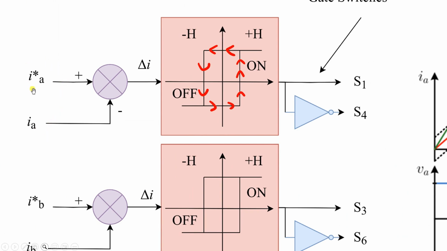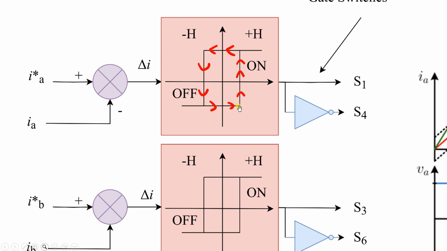So it means that the error between IA star and IA will start increasing in a positive direction. You can see that here at this point, since we connected to the negative supply, IA goes down, so the error is going in the positive direction. It starts increasing until the error between these two, IA reference minus IA, becomes positive H. This gap here is positive H.